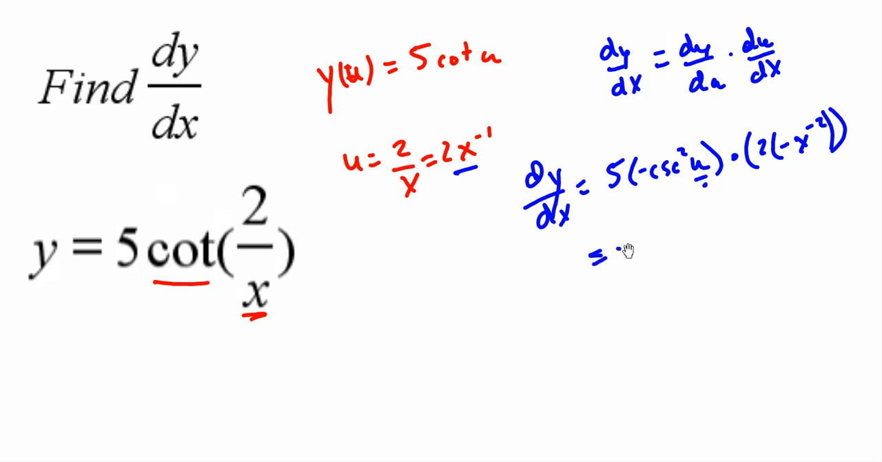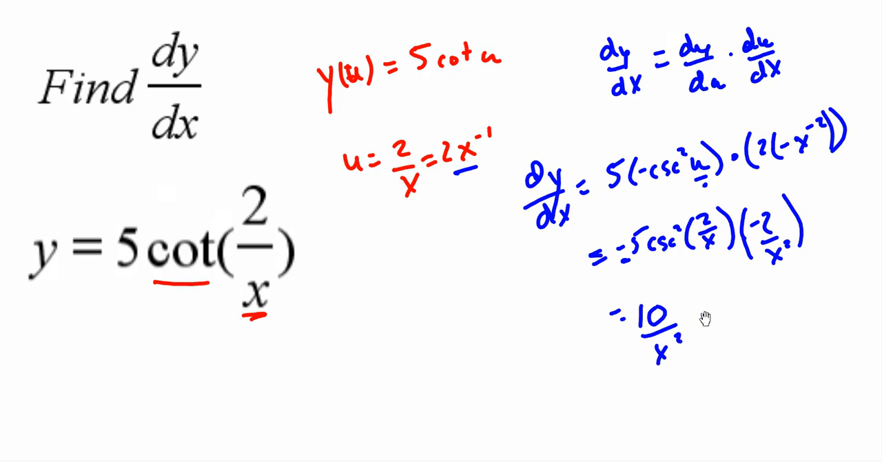So I have negative 5 cosecant squared of u. U is 2 over x. So it's going to be written like that. Times 2 times that would be negative 2 over x squared. Simplifying that right there. Go a little farther. Negative 5 times negative 2 is 10. And we'll have that over x squared. I'll just bring that up to the front. And now we're just doing a little algebra and simplifying that. And that would be our derivative using the chain rule.